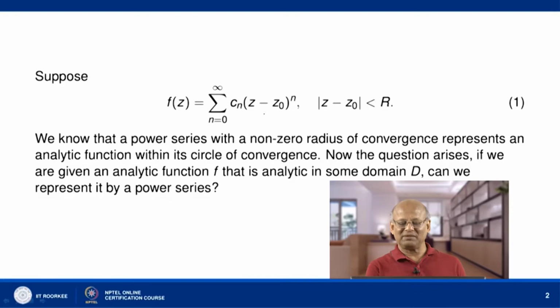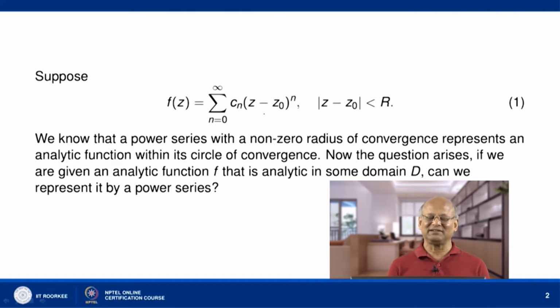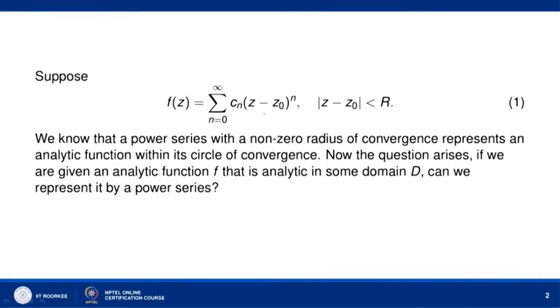Suppose f(z) is equal to the sum from n equal to 0 to infinity of c_n (z minus z naught) to the power n, for mod of z minus z naught less than r. That means the power series converges in the region mod of z minus z naught less than r. Now we know that a power series with a non-zero radius of convergence represents an analytic function within its circle of convergence. So the natural question now is, if we are given an analytic function f in some domain D, can it be represented by a power series? Our next theorem answers this question.